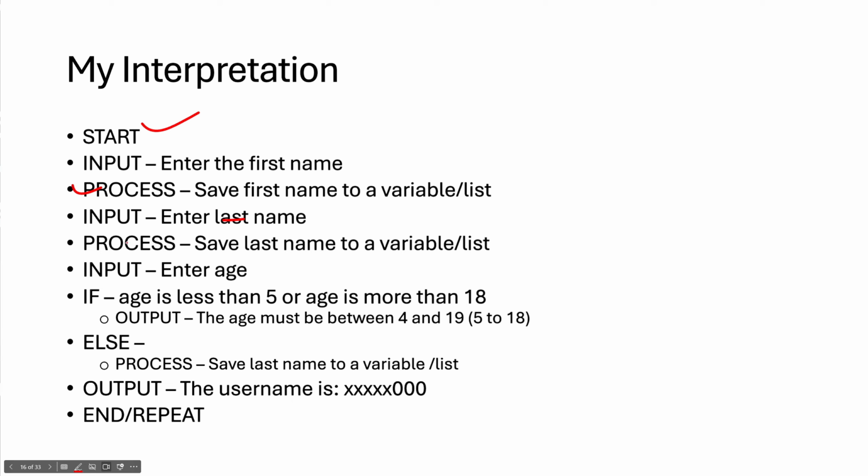Input, we have enter last name again. Process, save the last name to a variable or a list. Input, enter age. If age is less than 5 or age is more than 18, output, the age must be between 4 and 19 or 5 to 18. Else, process, save the age, output the username is, and whatever random username we decide to come up with, end, repeat. So this will just keep repeating every single time. I didn't add any counter or any checks in here to check if we get to 20 students because the person could just stop running the program. That was my logic behind it because I wanted to make it as simple as possible.